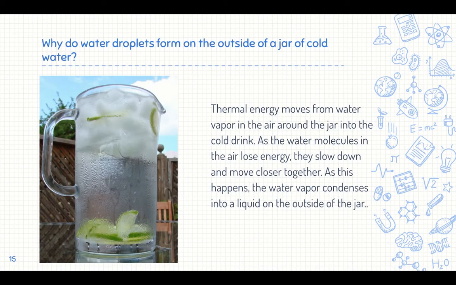So why do water droplets form on the outside of a jar of cold water? Think about this. Thermal energy moves from water vapor in the air around the jar into the cold drink. As the water molecules in the air lose this energy, right? They slow down and move closer together. As this happens, the water vapor condenses into a liquid on the outside of the jar. So these are the things that I want you to think about when you see the cases on Thursday, Friday, because you're going to have different cases on that part. And I think we're going to have an exit ticket, so you'll find out.